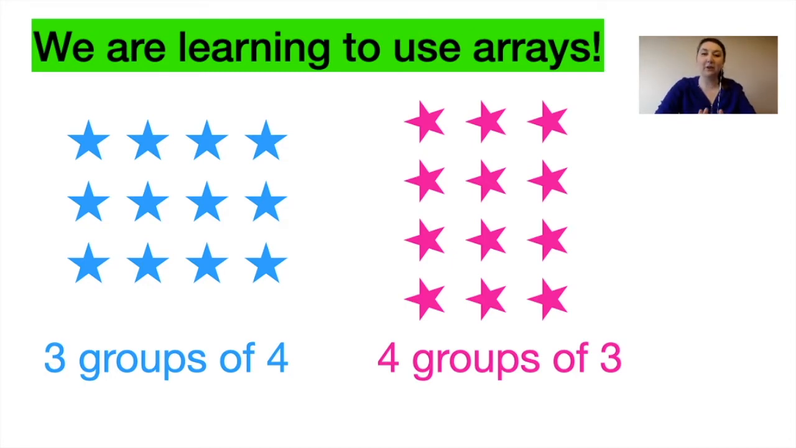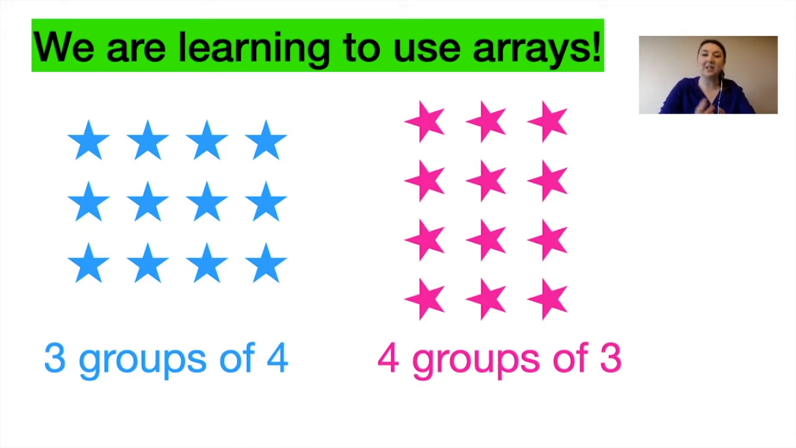If we look at the pink, all I've done is I flipped it. Do you see? 90 degrees. So now I have got 4 rows going across the way like this. And I have got 3 columns going down the way. So in the blue one, I have got 3 groups of 4 stars, 3 rows of 4 stars, and in the pink one I have got 4 groups of 3, so 4 rows of 3 stars.